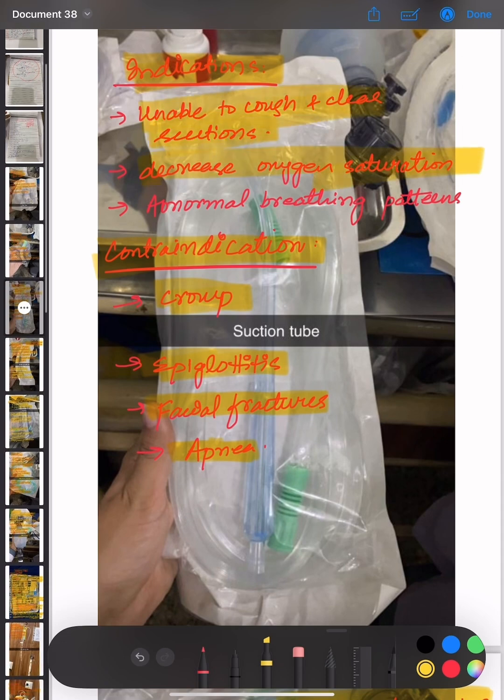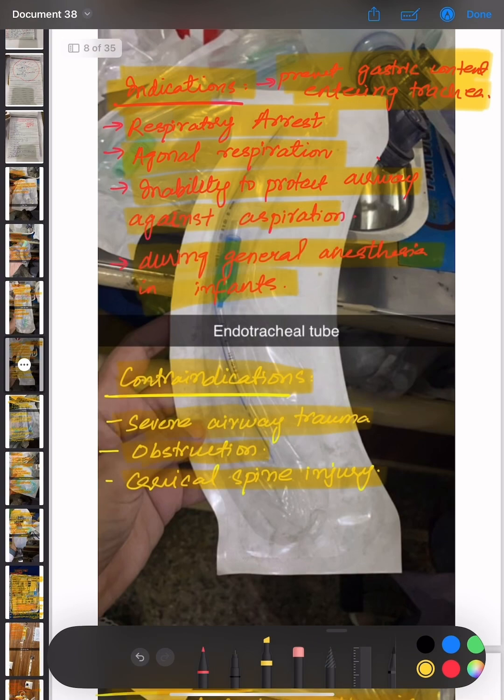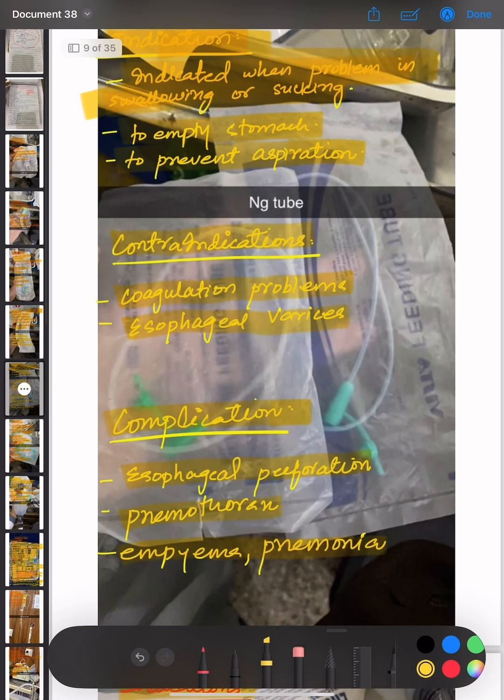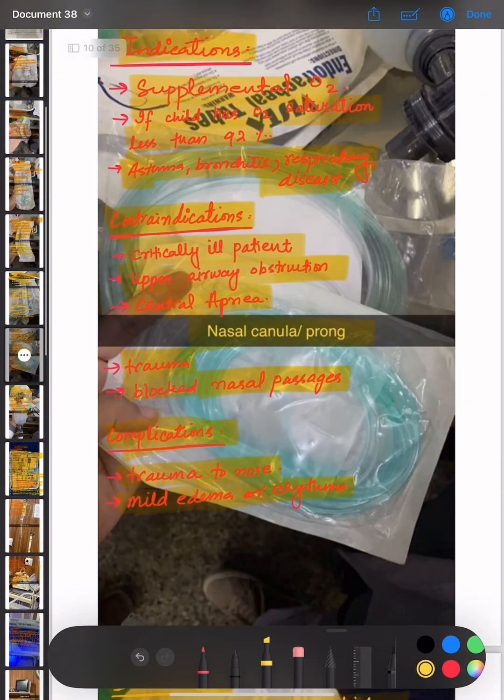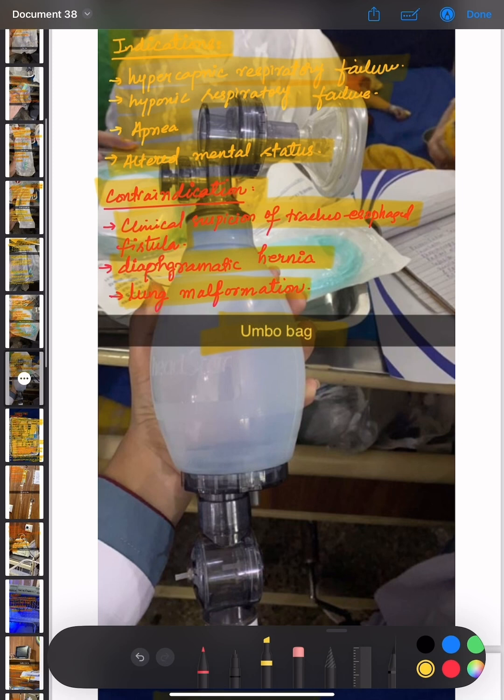Then we are having this is endotracheal tube, and this is NG tube, nasogastric tube. Then we are having nasal cannula or prong. Then ambu bag, its indications and contraindications. It is used in hypercapnia and respiratory failure.